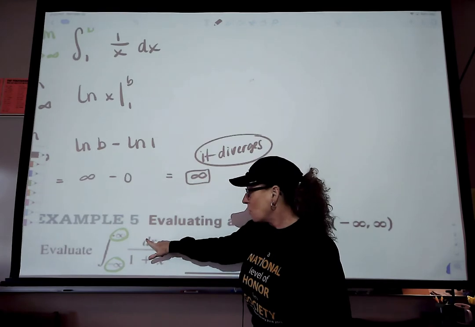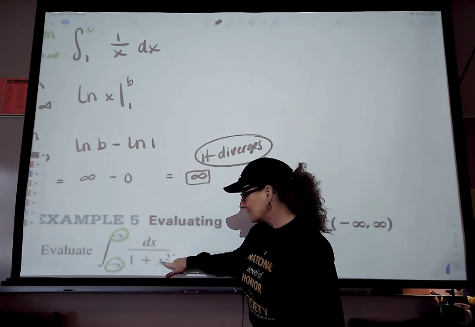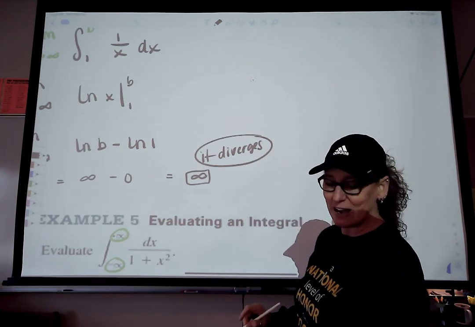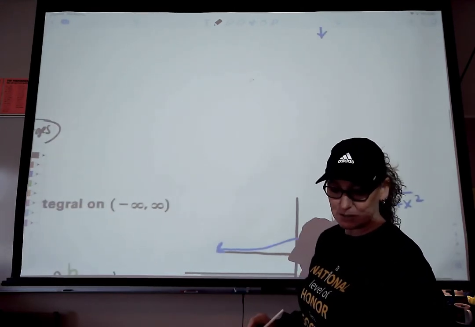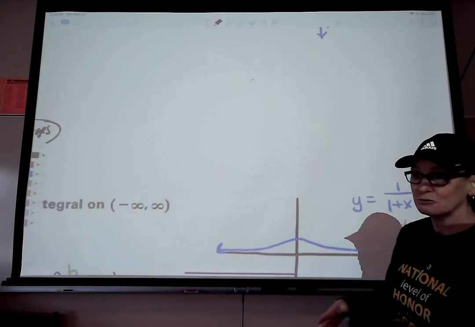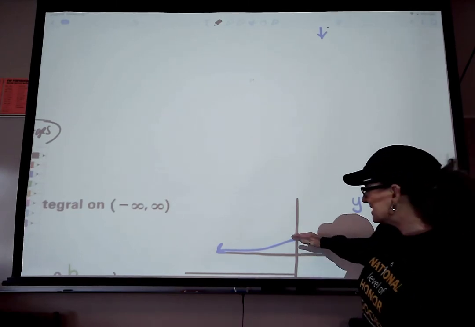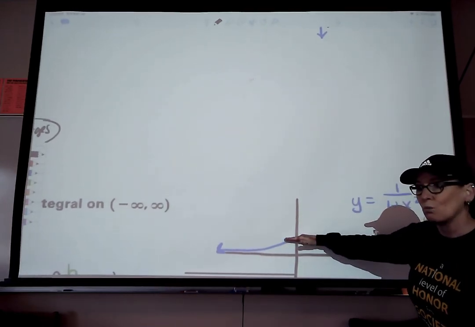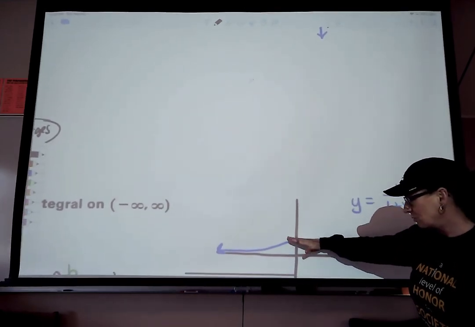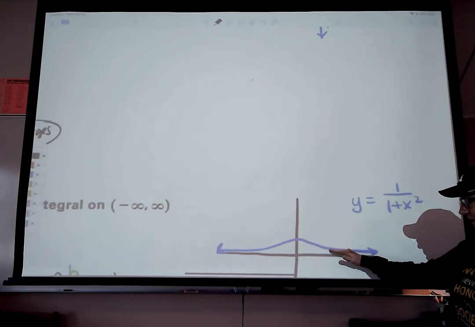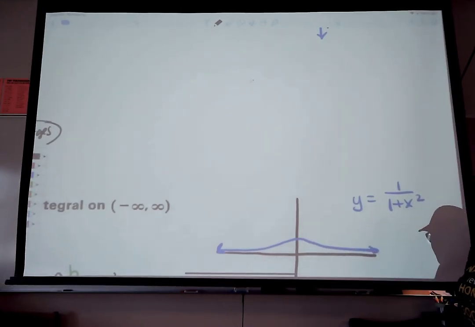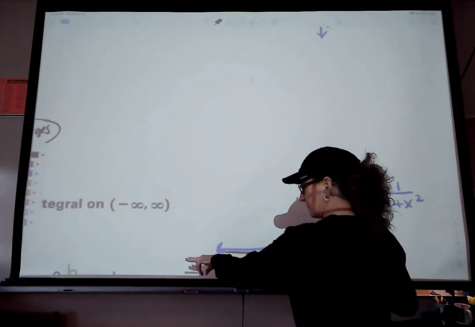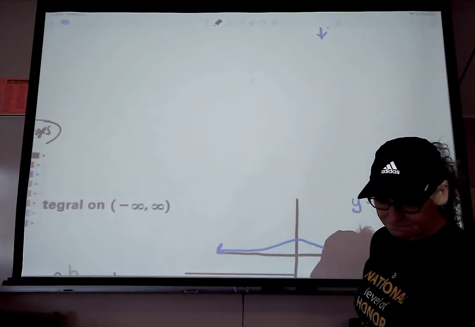Next one, I've got basically 1 over 1 plus x squared. Honestly, I didn't know what that looked like. I was really interested to look at the graph on that. This is what the graph looks like. Okay, it's not a good drawing because I can't draw, but you can see it gets really close to the x-axis out here. It peaks at 1, a y value of 1, and it's supposed to be symmetric and get really close over here. I wonder if we can find the area under this curve from negative infinity to positive infinity.